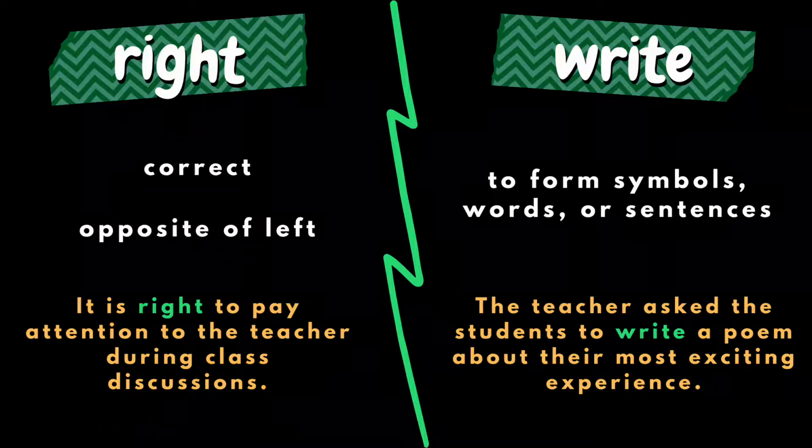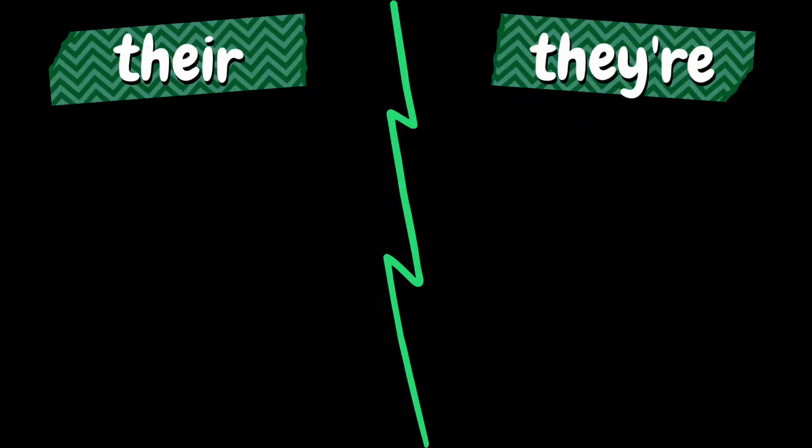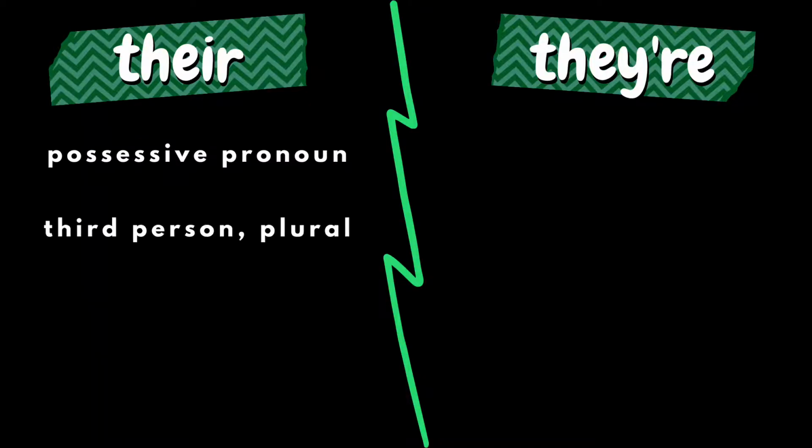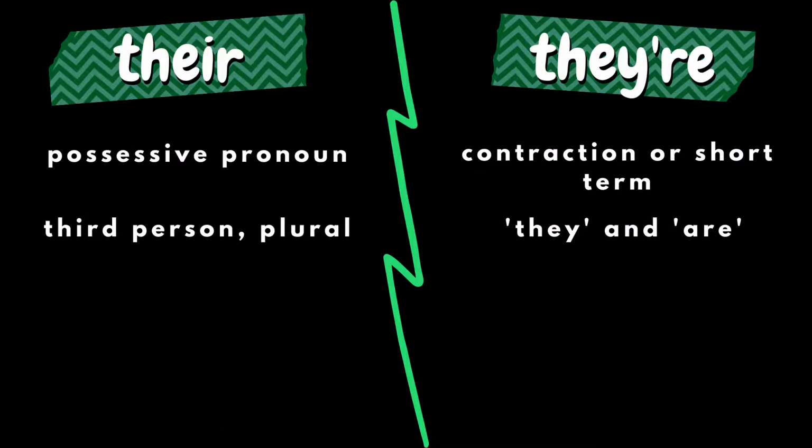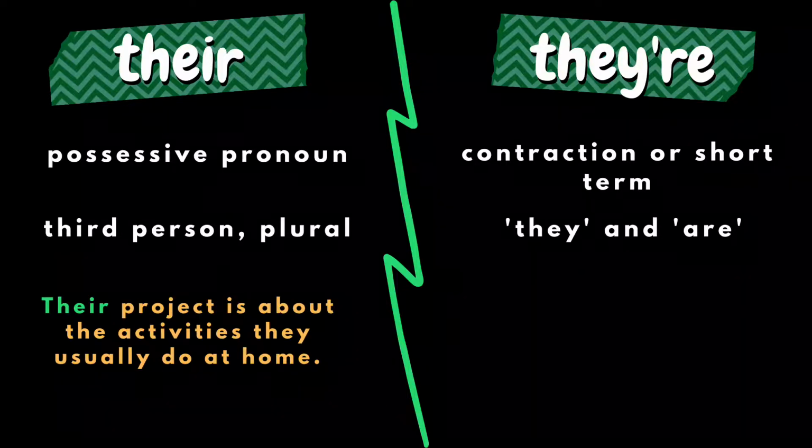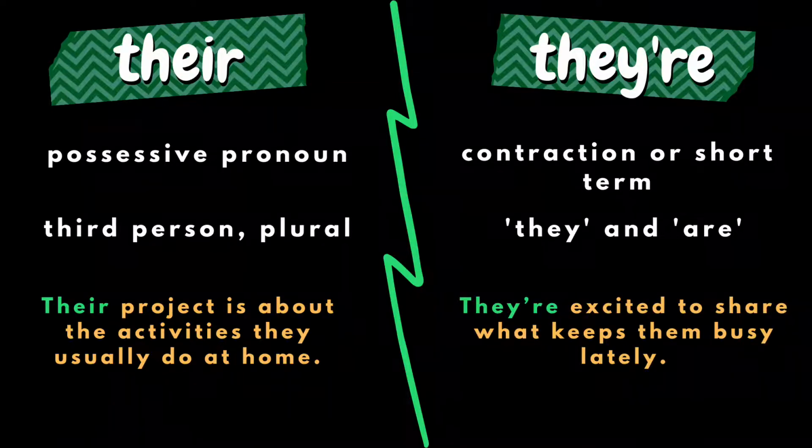The seventh pair is their and they're. Their is another possessive pronoun that is considered third person and plural, while they're is the contraction or the short term for they and are. Notice these examples. Their project is about the activities they usually do at home. They're excited to share what keeps them busy lately.